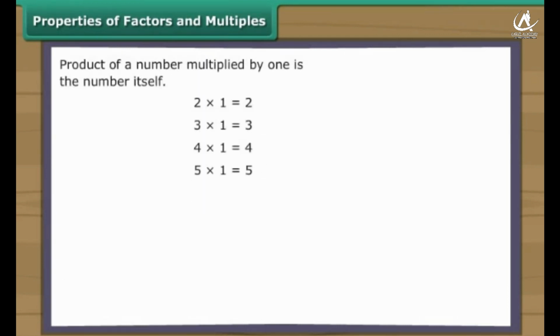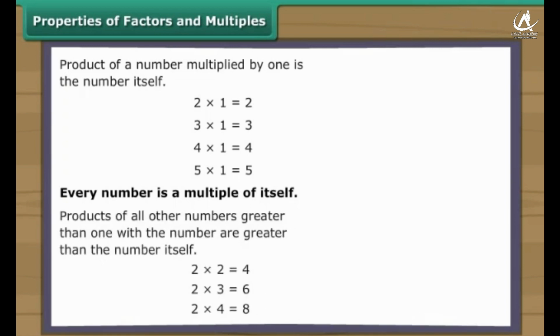Product of a number multiplied by 1 is the number itself. For example, 2 into 1 is equal to 2. 3 into 1 is equal to 3. 4 into 1 is equal to 4. 5 into 1 is equal to 5. Therefore, every number is a multiple of itself.